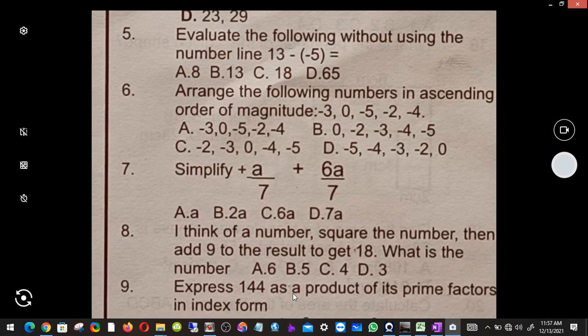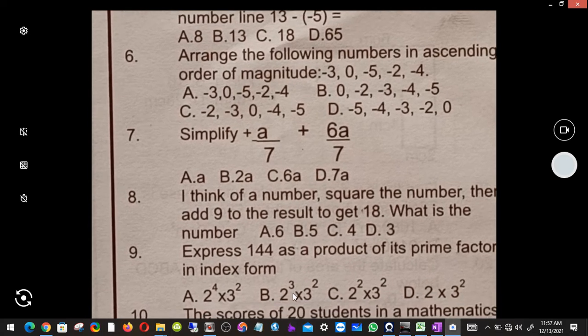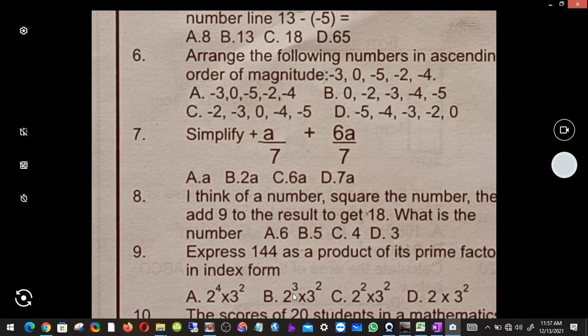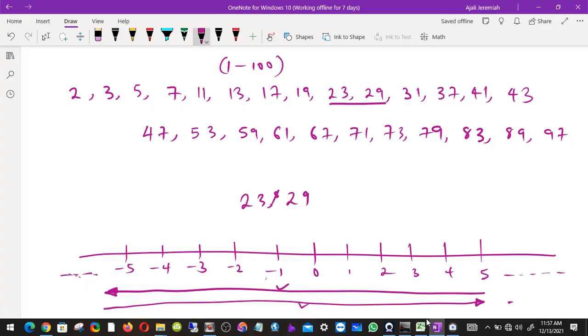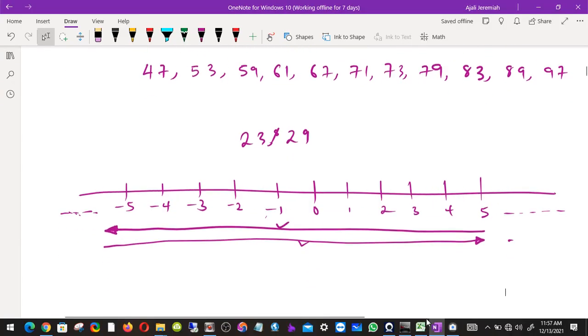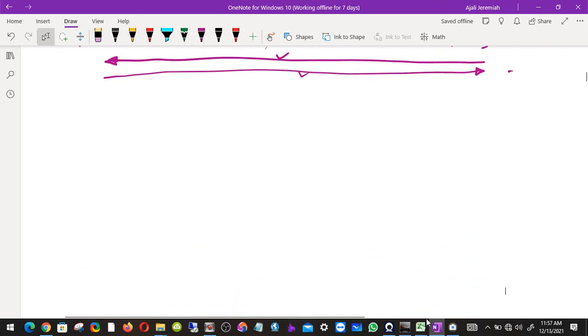Simplify A over 7 plus 6A over 7. Okay. A over 7 plus 6A over 7. Now, you remember that simple trick of the same denominator? Yes. So what should we do?